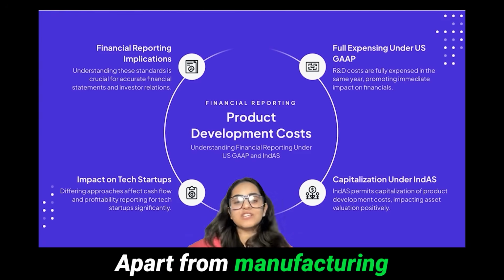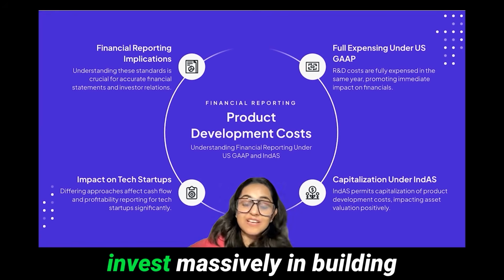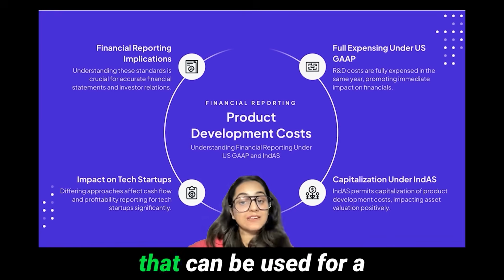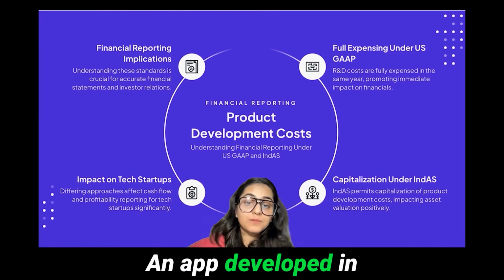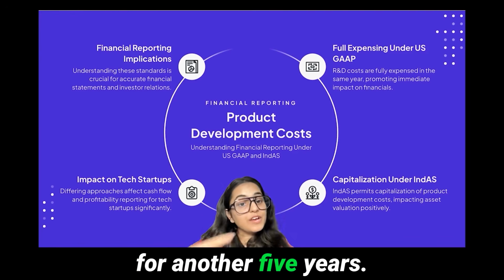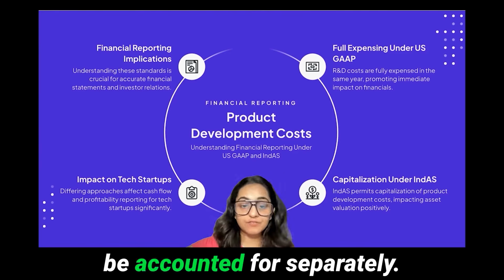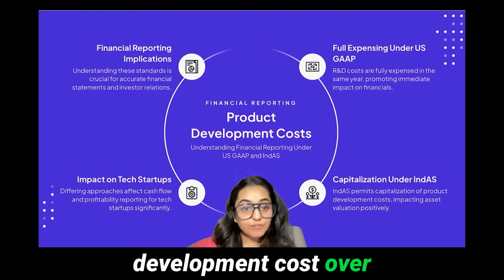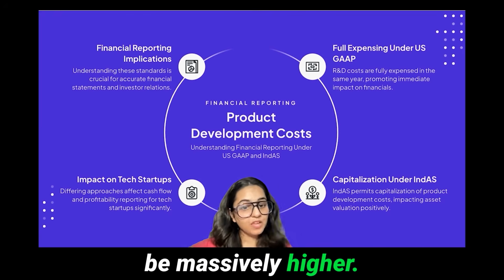Apart from manufacturing companies, tech companies, especially new age startups, invest massively in building startup products and apps that can be used for a period of several years. An app developed in 1 year could be used for another 5 years. Of course, incremental changes and maintenance can be accounted for separately. Can a US company divide its development cost over 5 years though? Its profitability could be massively higher.